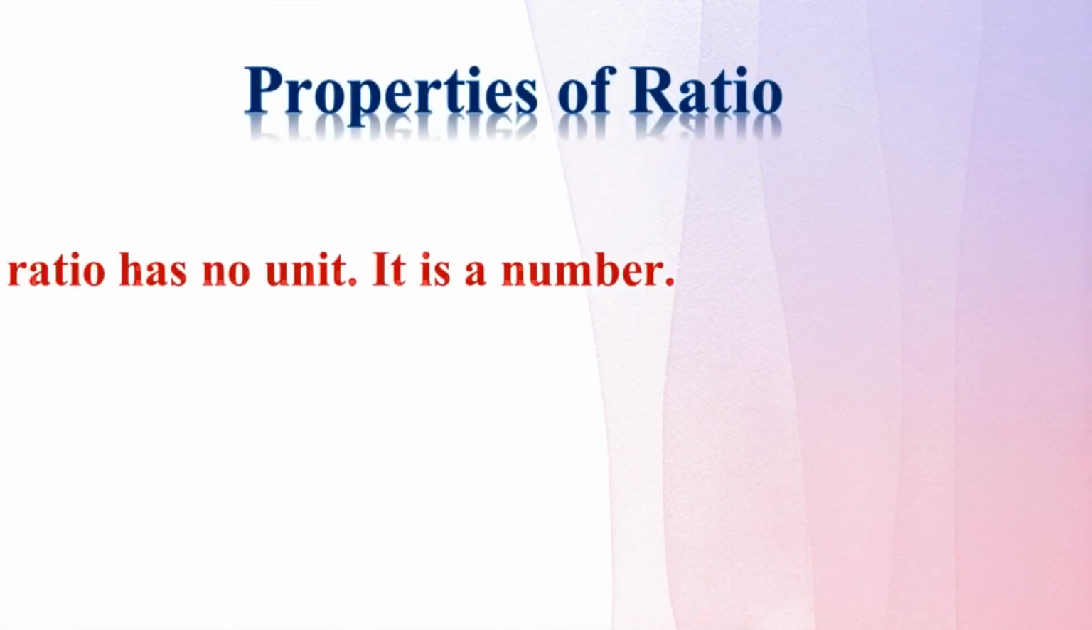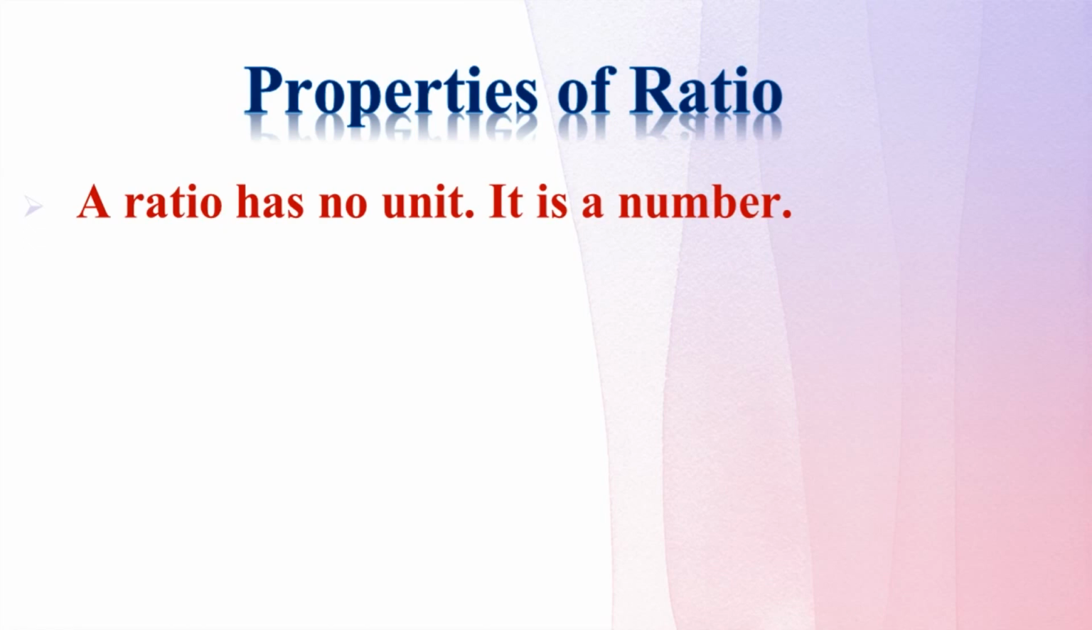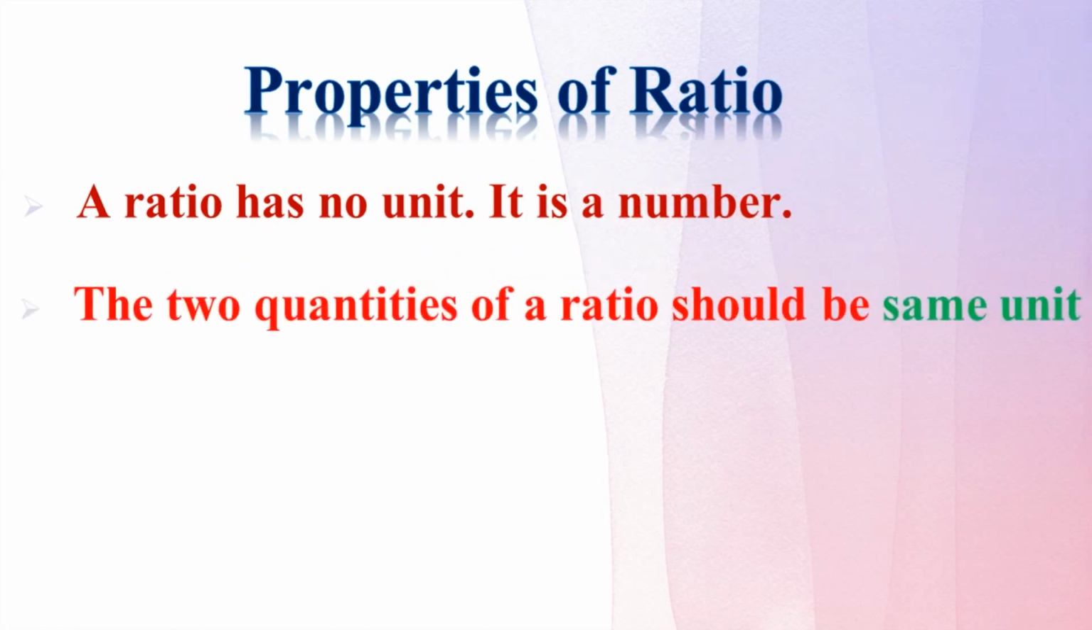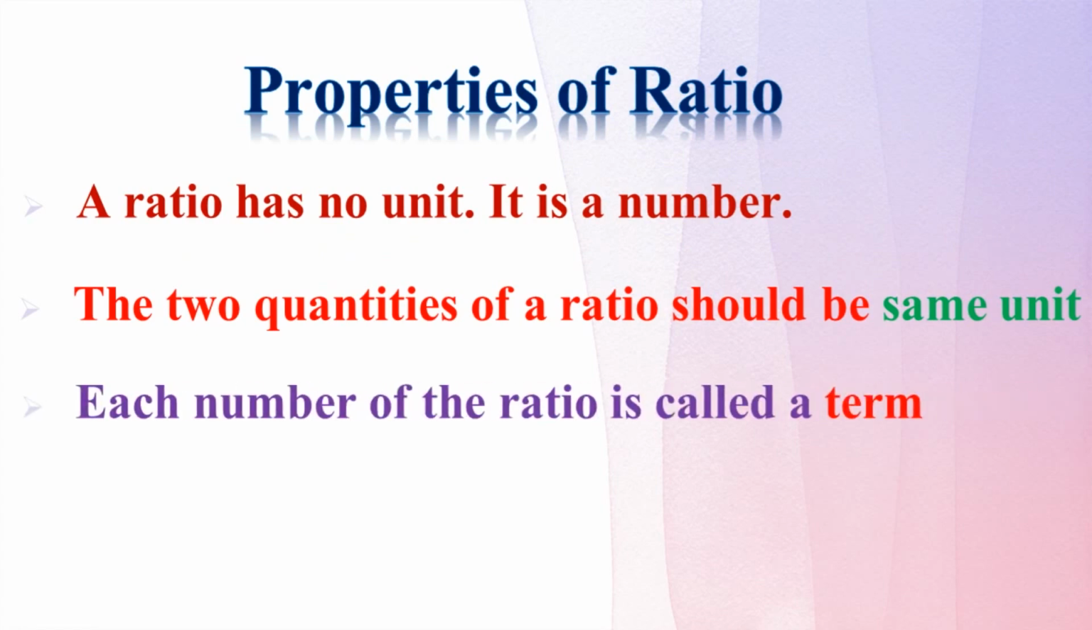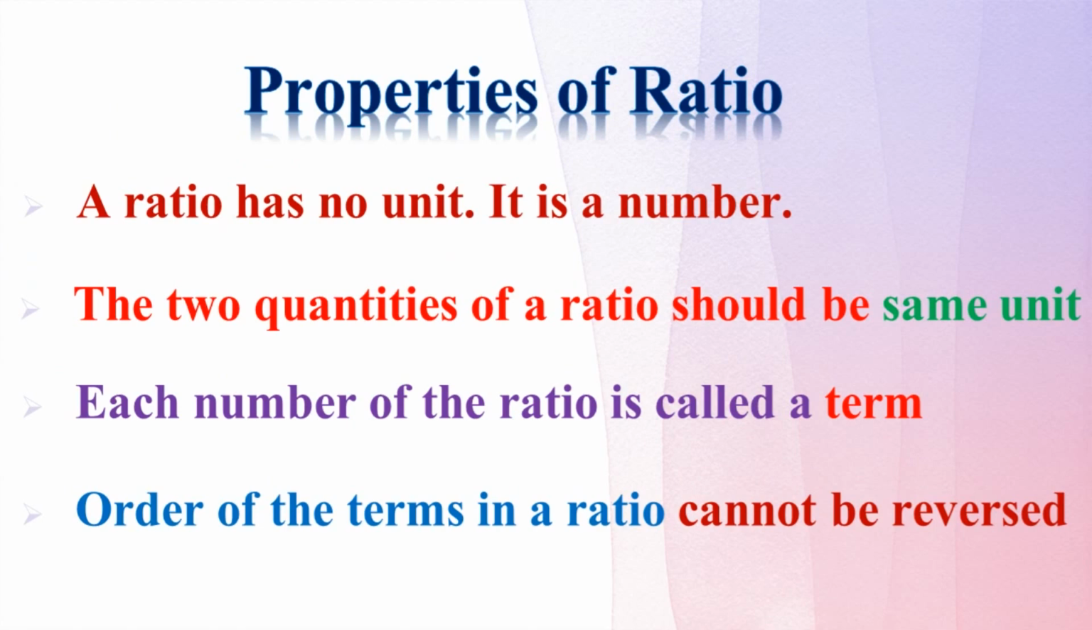Properties of ratio. First property, a ratio has no unit, it is a number. And second one, the two quantities of a ratio should be in the same unit. And third one, each number of the ratio is called a term. And fourth one, the order of the terms in a ratio cannot be reversed.